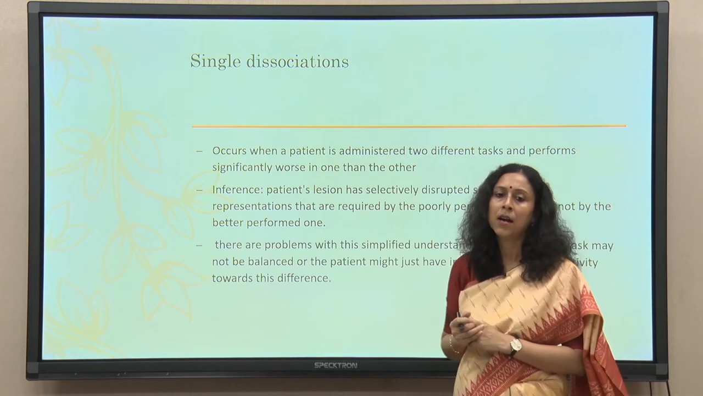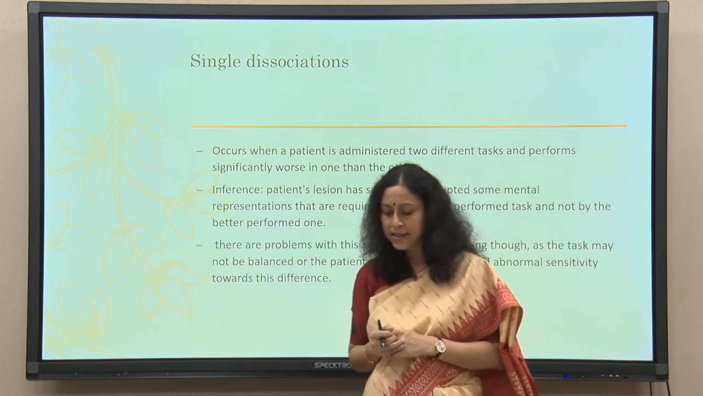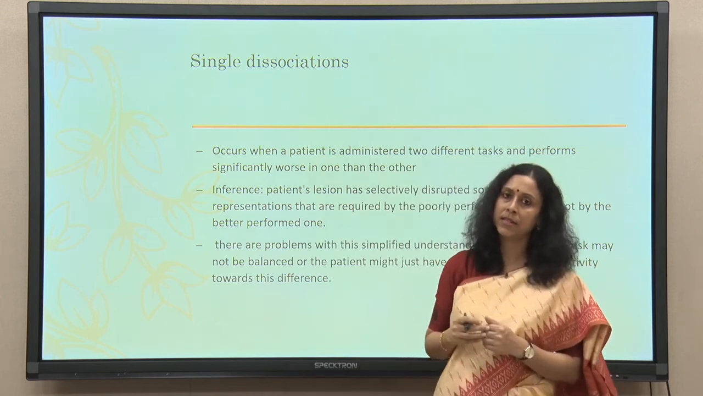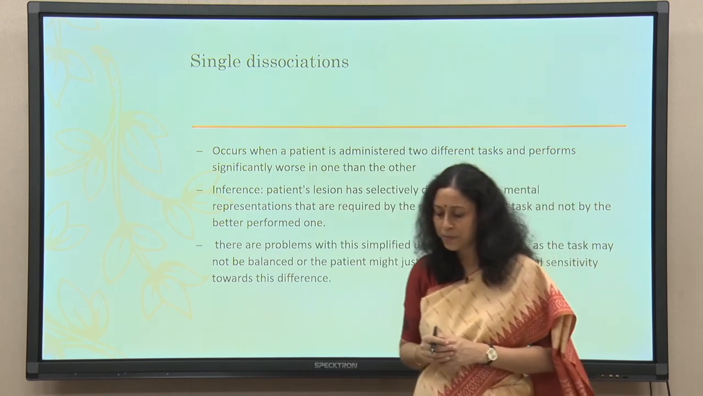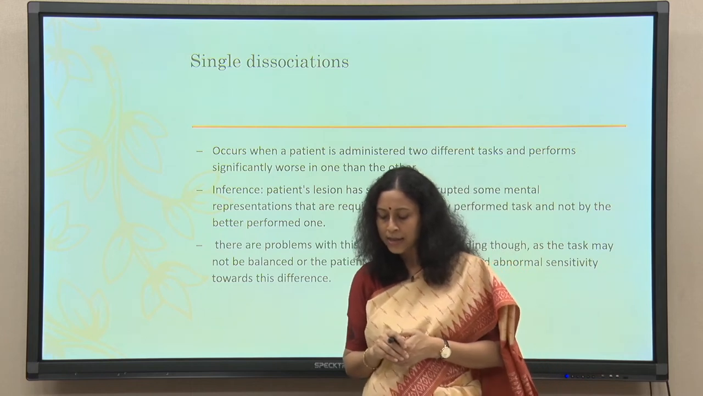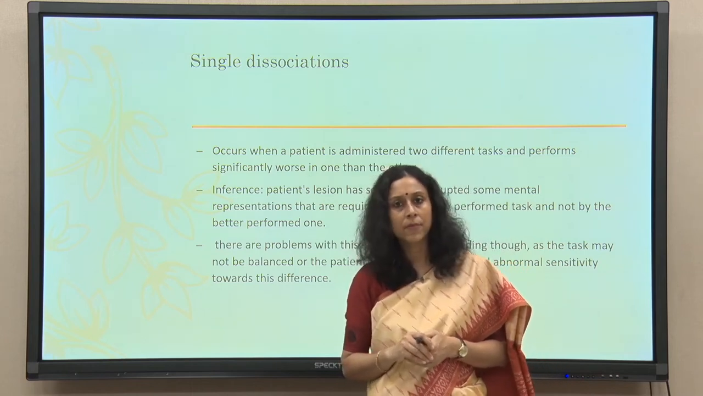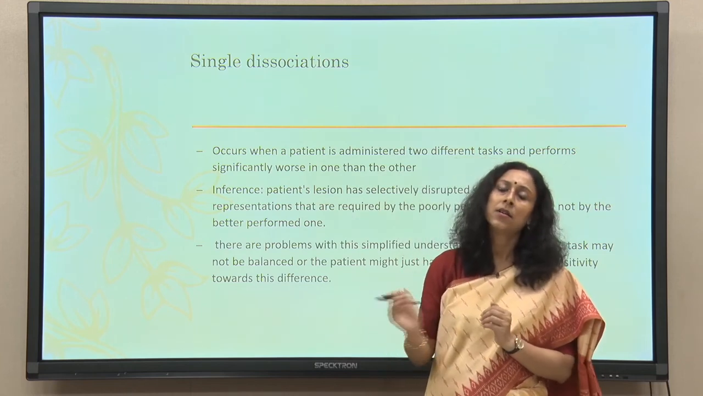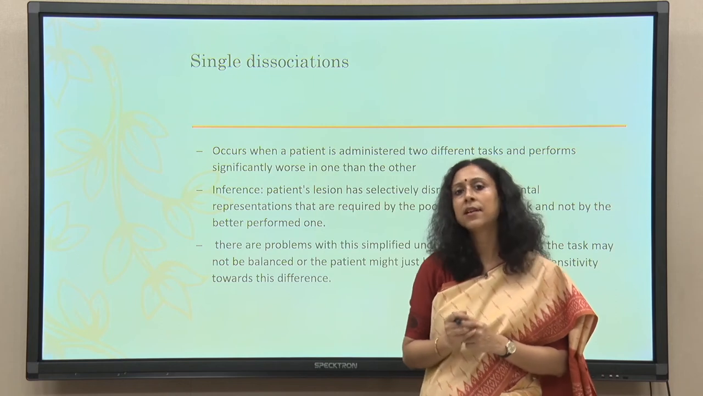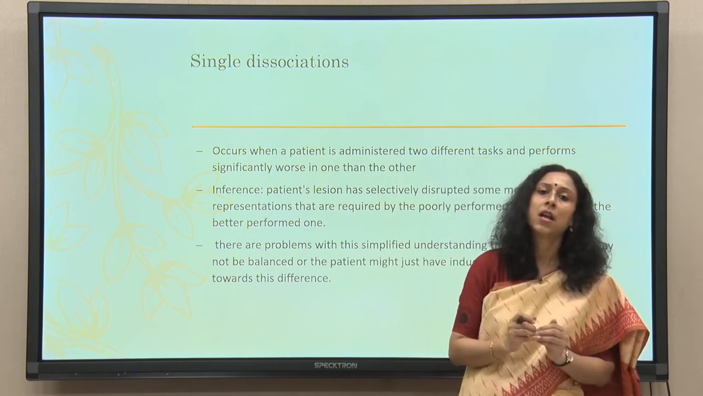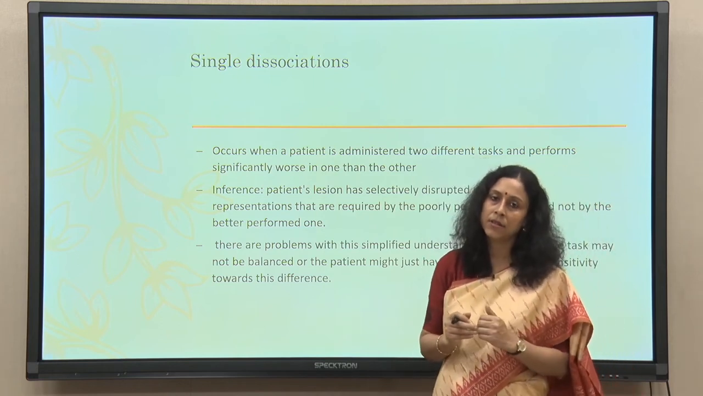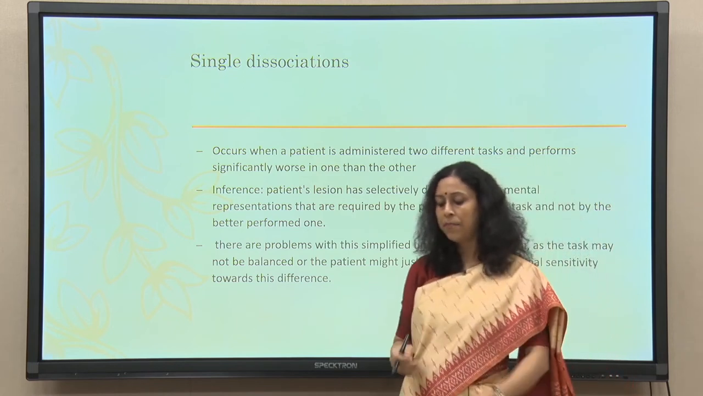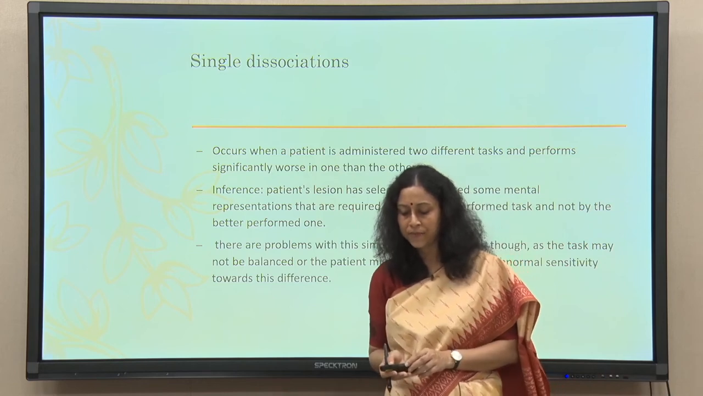So, what will be the inference? The patient's lesion has selectively disrupted that particular linguistic activity which he has not been able to do properly, and not the better performed one. So, you map the lesion site and the disability in the language task and say that because of damage in this particular region, he has this particular problem. This is what is called single dissociation.